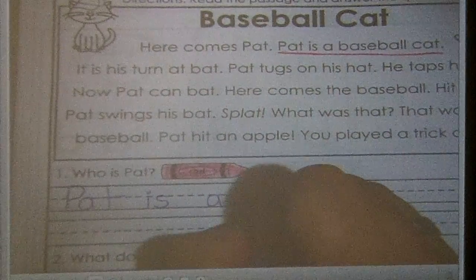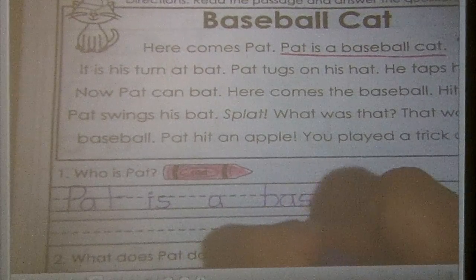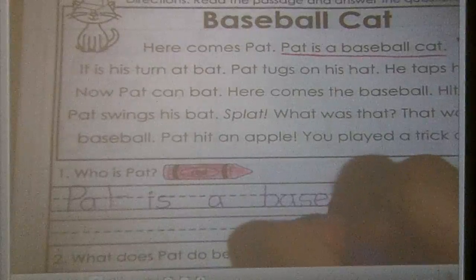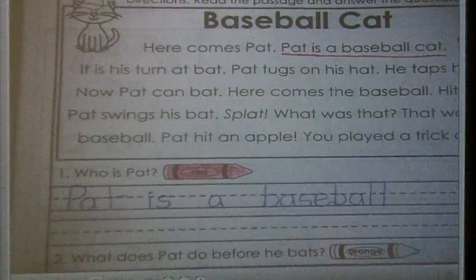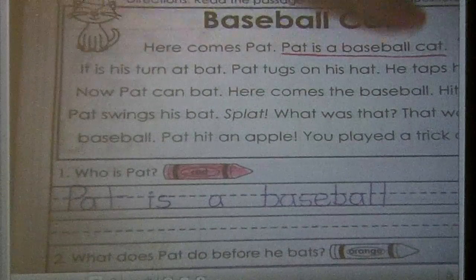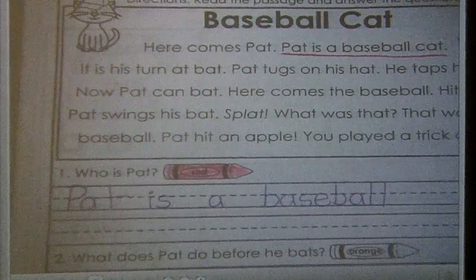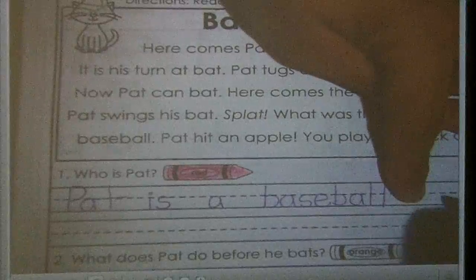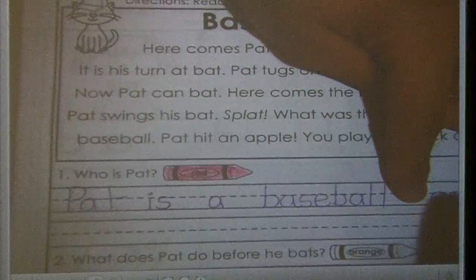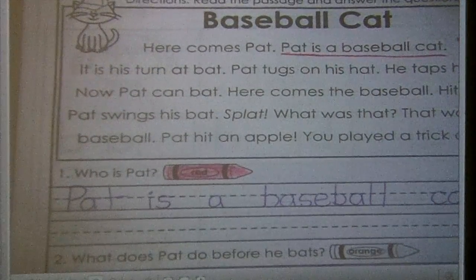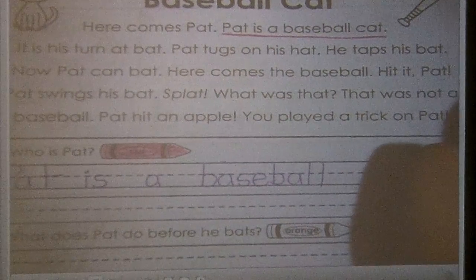A, finger space, new word, baseball. B, and I'm going to give it a belly, A, S, E, B, A, L, L. That's the end of my word, baseball. So now I'm going to write the word cat. It's a new word, so I'm going to put my finger space, and I'm going to say cat, C-A-T. And that's the end of my sentence. At the end of my sentence, I need a period, so do not forget that period.